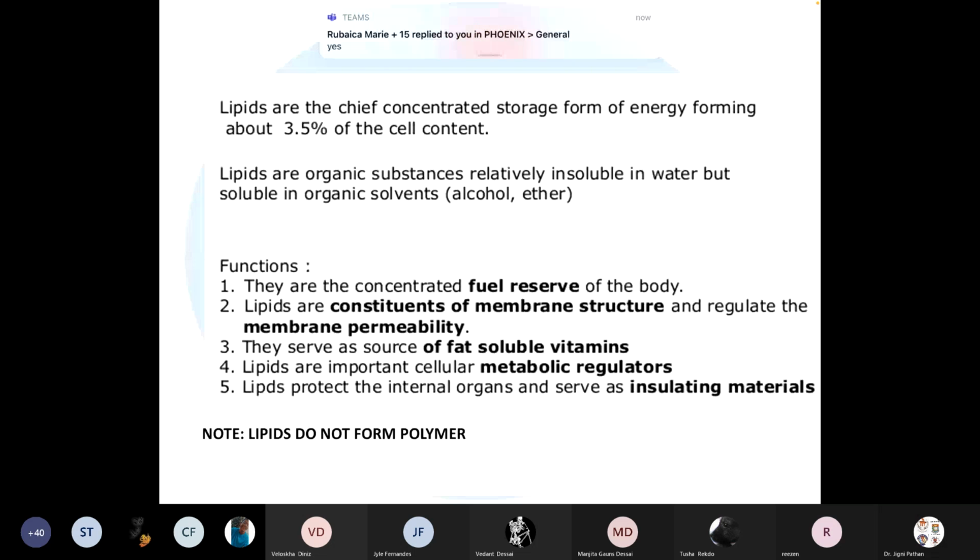So tell me, do lipids form a polymer? Lipids do not form a polymer. Komal, lipids do not form a polymer. Is it clear? Do proteins form a polymer? Yes. Do carbohydrates form a polymer? Yes. Do nucleic acids form a polymer? Yes. So, lipids do not form a polymer. Please write down this. We'll end today's class with this slide.